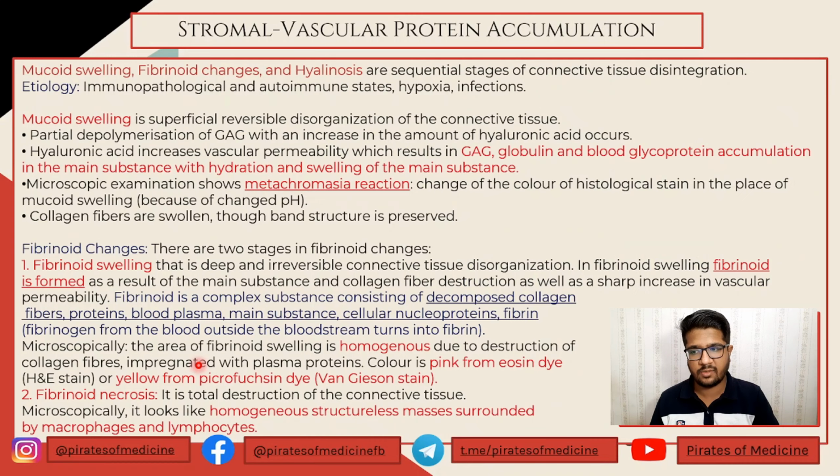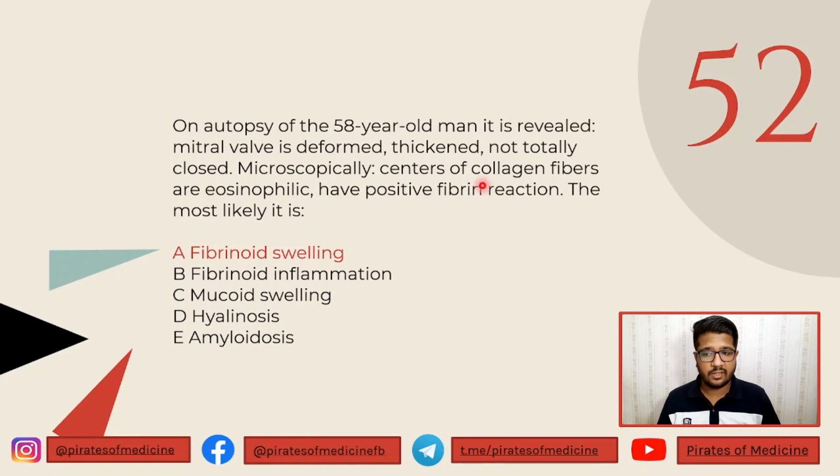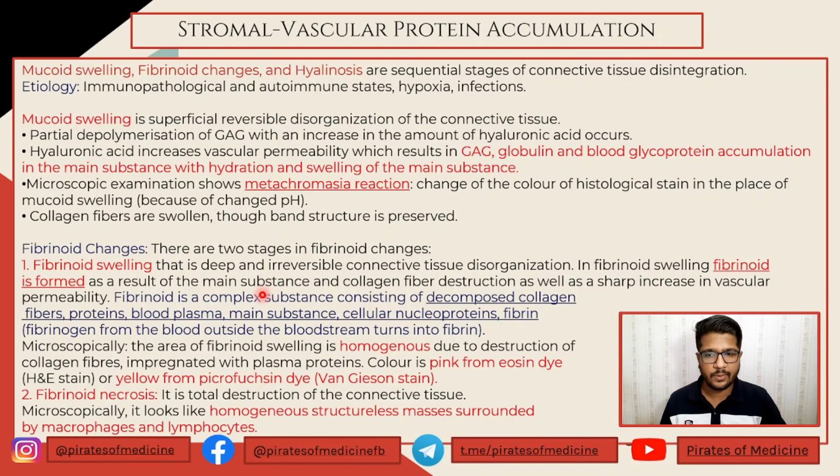So I hope you understand why in our question there is mitral valve deformity. There are a lot of collagen fibers which are eosinophilic. They have a positive fibrin reaction, and there is no necrosis. So this is fibrinoid swelling. There is nothing called fibrinoid inflammation. It is specifically fibrinoid swelling, not fibrinoid necrosis, not mucoid swelling or hyalinosis. So important topic, I hope you understood.